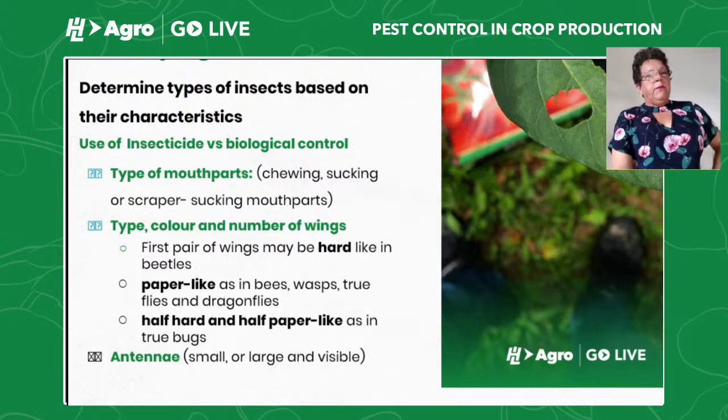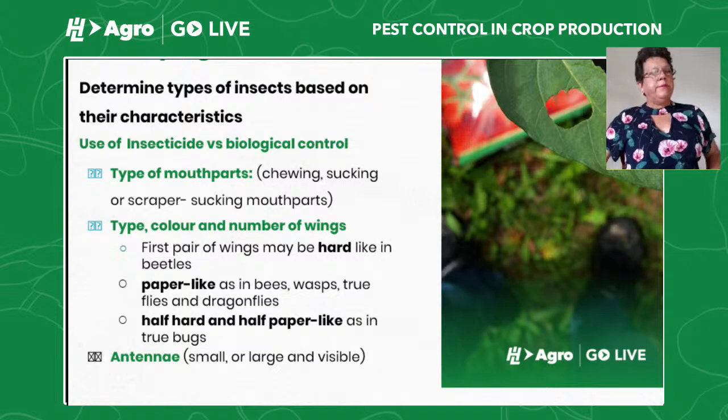You also need the type, the color, and the number of wings of an insect to be able to identify what order it belongs to. I'm going to give you some examples. In beetles, the first pair of wings is hard and normally has color. That's the only order that has that type of wings. You can also have other insects with paper-like wings: bees, wasps, flies, dragonflies. Many insects have wings that are paper-like.